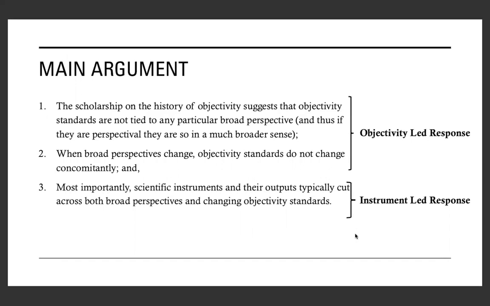I want to suggest that there are three main claims. One, that the scholarship on the history of objectivity suggests that objectivity standards are not actually internal to broad perspectives. They're not tied to any particular broad perspectives, or so I will show in what follows. So even if objectivity standards which govern the use of instruments are perspectival, they are so in a much broader sense that would not lead to instrumental incommensurability. The second claim I want to establish is that when broad perspectives change, objectivity standards do not change concomitantly.